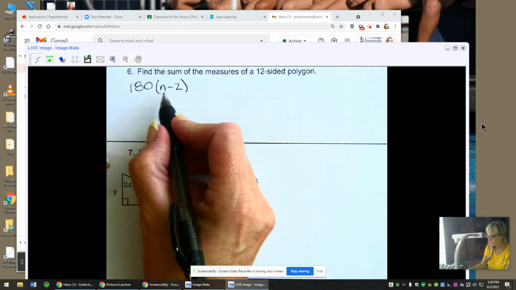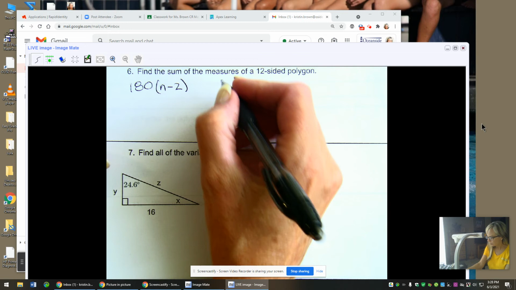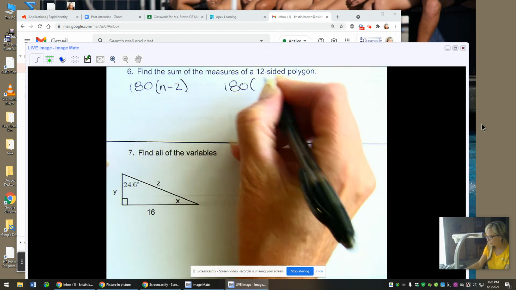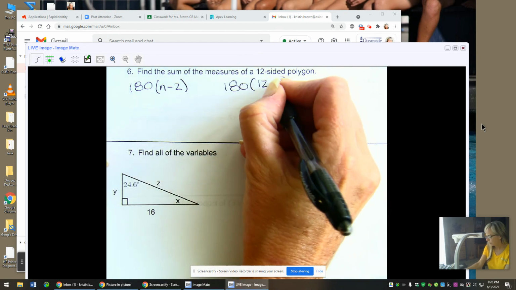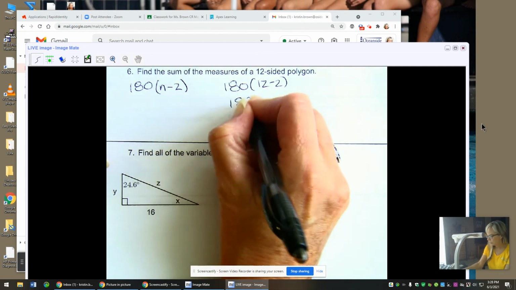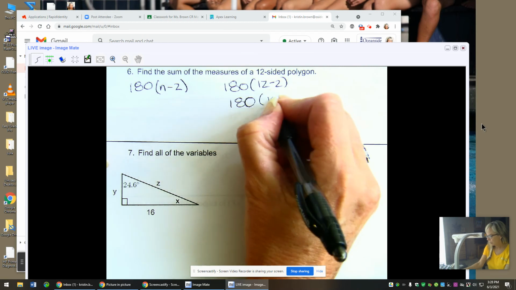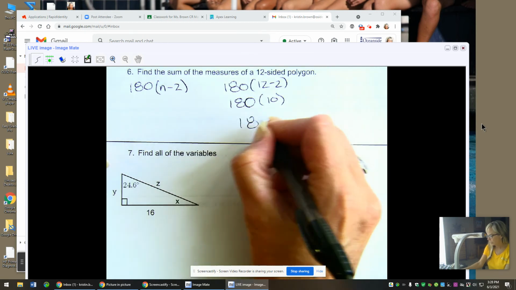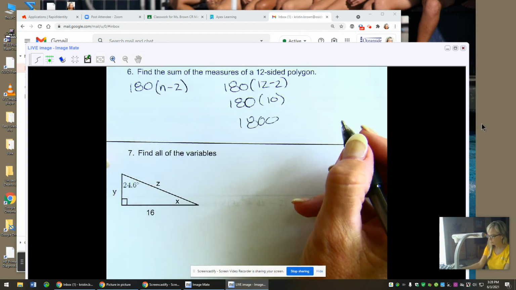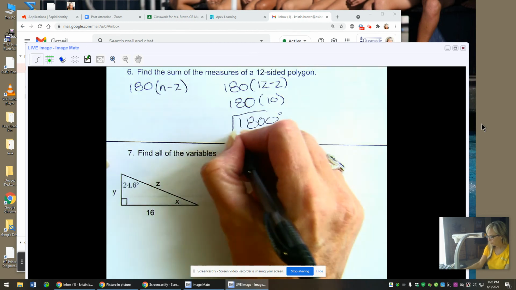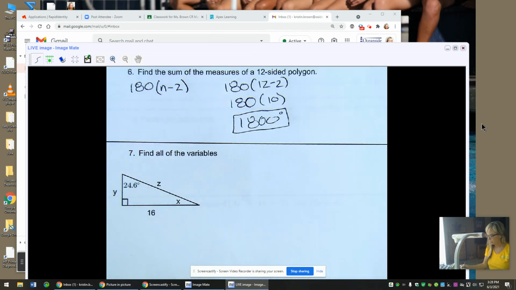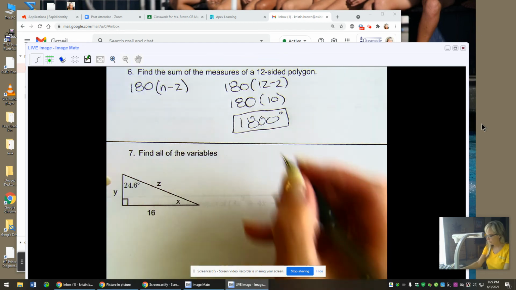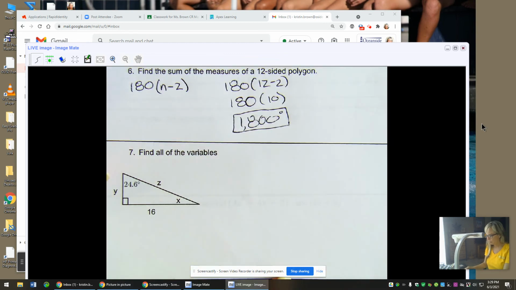So let's plug in. N is the number of sides. So we have 180 times 12 minus 2. PEMDAS says do parentheses first. Times 10 is 1,800 degrees. So we're talking about angles. I feel like that question is missing a lot, but there it is. 1,800 degrees. All the angles add up to that.